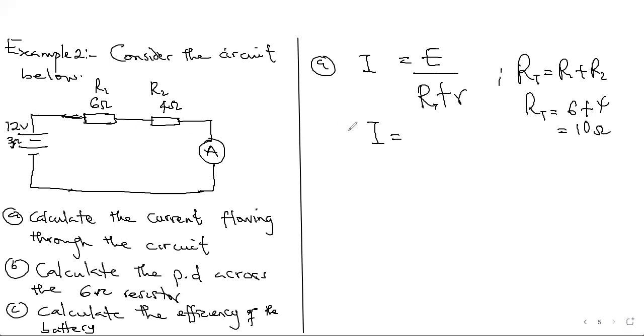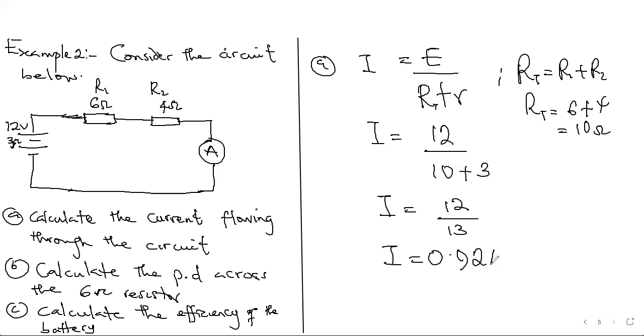Then I can determine the current by substituting what I have. E is 12, RT is 10, and small letter r is 3. So I will be 12 over 13. 12 over 13 is 0.92, I think. 0.92 amps. Okay, so that's the current.